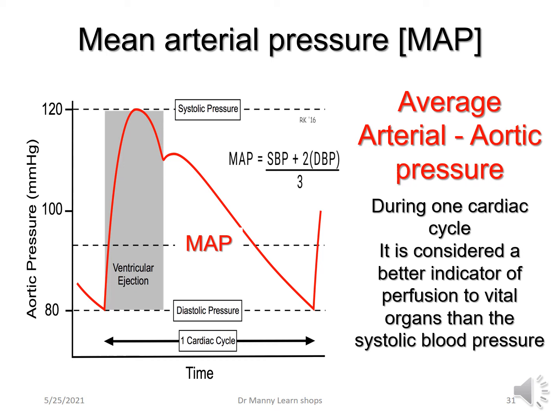And how it's worked out is that the mean arterial blood pressure is essentially equal to the systolic blood pressure plus the diastolic pressure multiplied by 2, divided by 3, which gives you an average of all the different blood pressures in your body. And as I indicated, as far as the academics or the physicians or the medical fraternity are concerned, this is a better indicator of perfusion for your vital organs than just the systolic blood pressure.